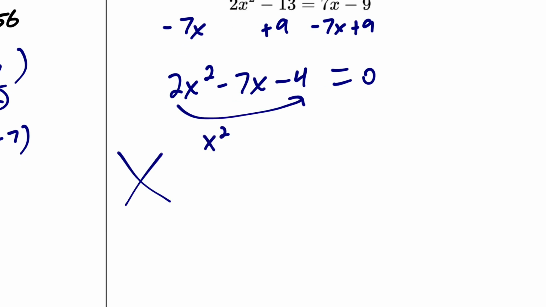So this becomes x squared minus 7x minus 8. Minus 8 goes on top, minus 7 goes on bottom. So this is going to be negative 8 and positive 1. So I could write it like this.